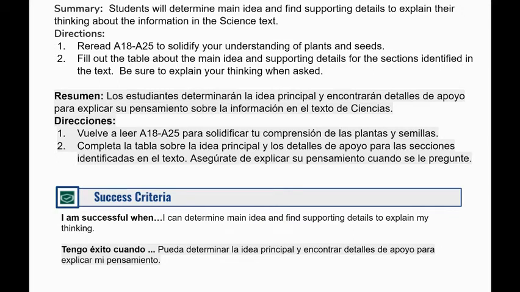Then fill out the table about the main idea and supporting details for the sections identified in the text. Be sure to explain your thinking when asked. Students will be successful when they can determine the main idea and find supporting details to explain their thinking.